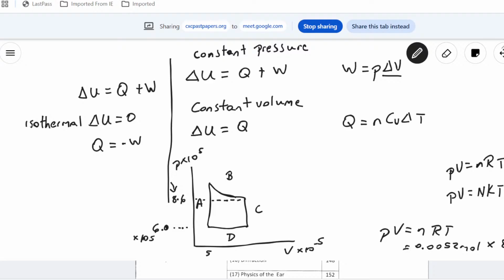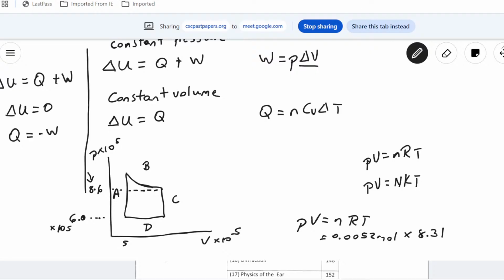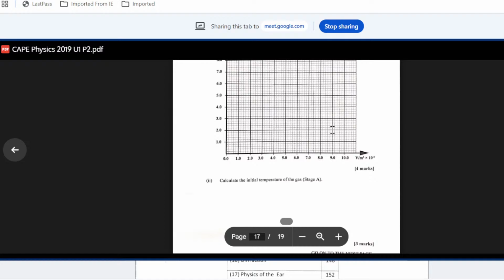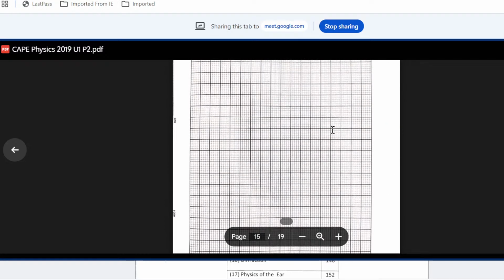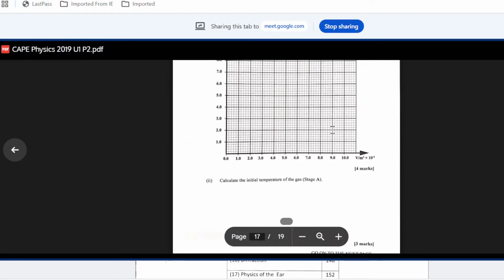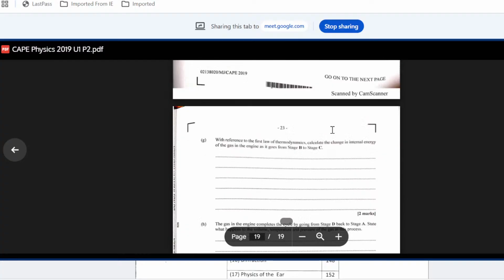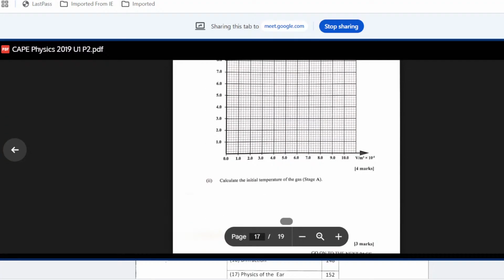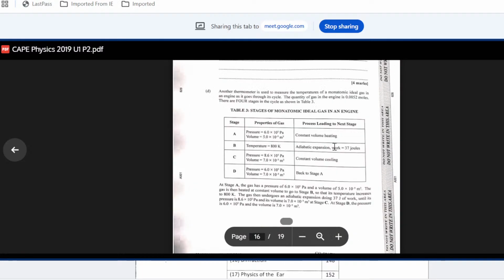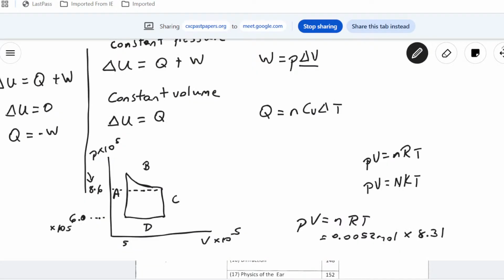Quick question, which number question is this? Question 3. Okay. So we have the initial pressure and the volume, so we can solve for T. T equals PV over nR, because we're looking for T. Let me go to the top so I can see the numbers for the volume. It's 5 times 10 to the minus 5.